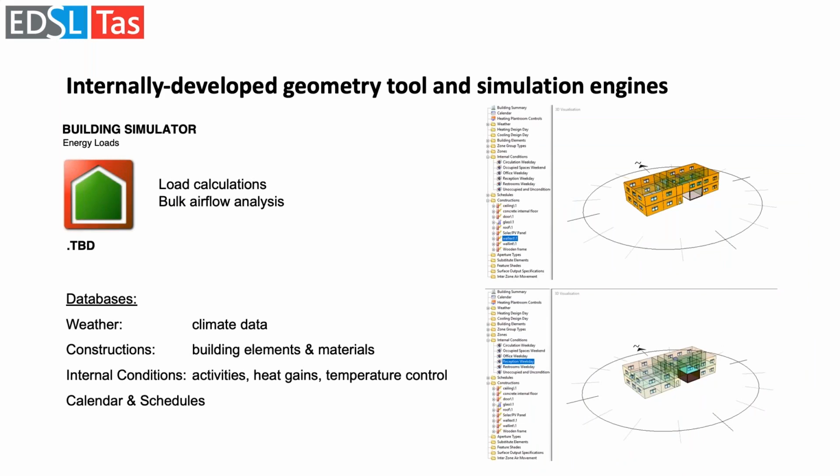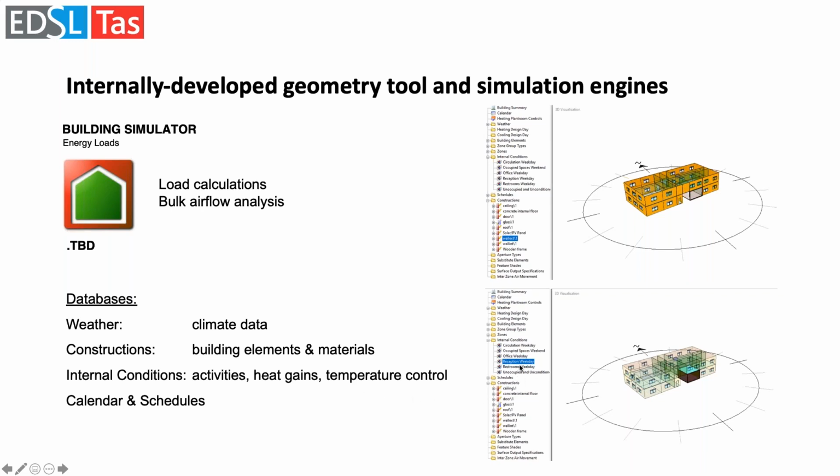The building simulator takes the weather data for the location, and constructions, so what things are made up of. So here, just selecting one particular construction in the building, seeing where it's applied in the model, and then if you were to expand the little option, you'd be able to see all the material layers in that construction.